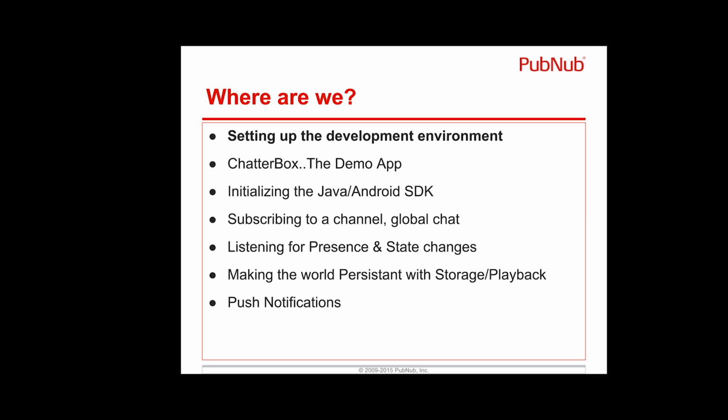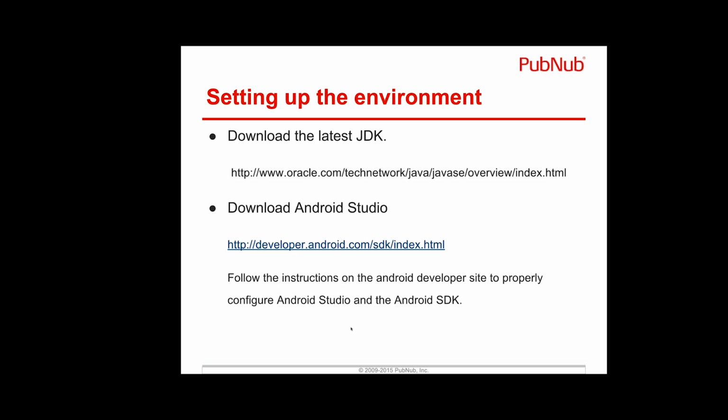Okay. All right, so the very first thing you're going to want to do in order to develop a real-time app with PubNub and Android or Java is download your latest JDK. And I've given a link here. I'm sure most of you on the call already know where to get the JDK or already have it installed, but here it is. If you go out and download the latest JDK, make sure that's installed and functional on your development box before you continue.